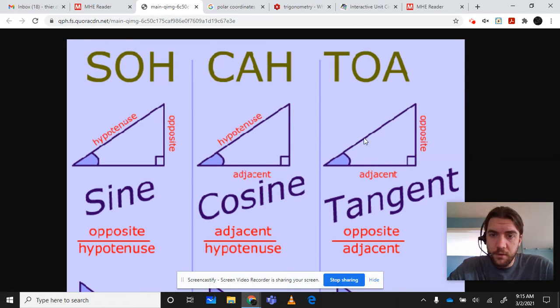We can increase the slope of this triangle's face. We can bring this corner up, and that would cause our tangent to increase. So tangent is the one that we're the most familiar with already. We've just called it slope in the past.